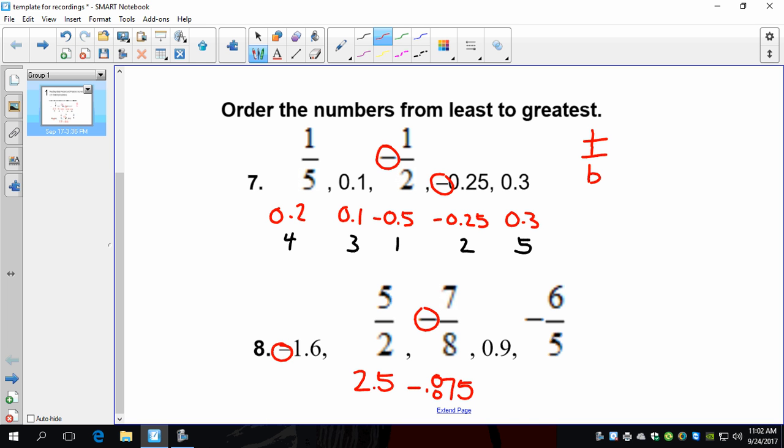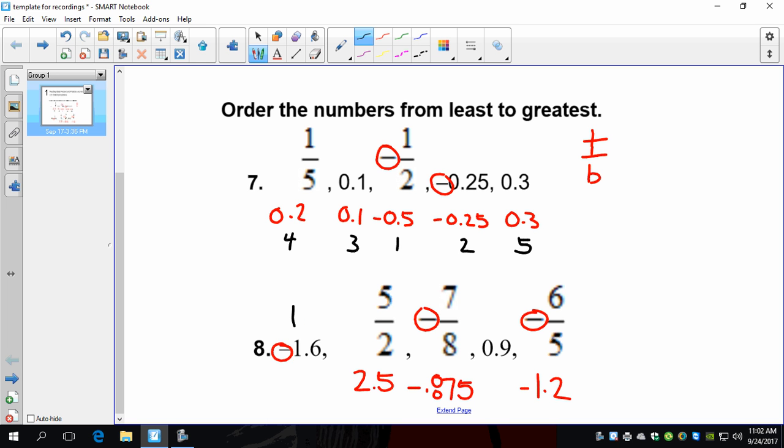And negative 6/5, same thing, top divided by bottom, would be 1.2, and that is also negative. Just remember, pay attention to your signs. Then we just have to put them in the correct order from least to greatest. Our smallest number would be negative 1.6. I'm going to put them on top this time, so this one's going to be number 1.